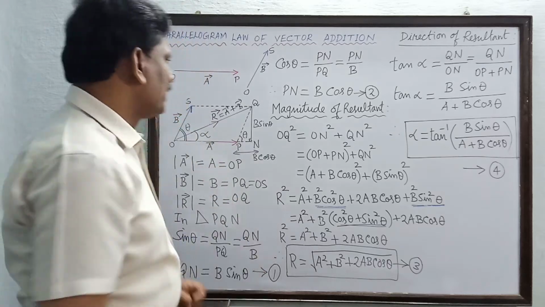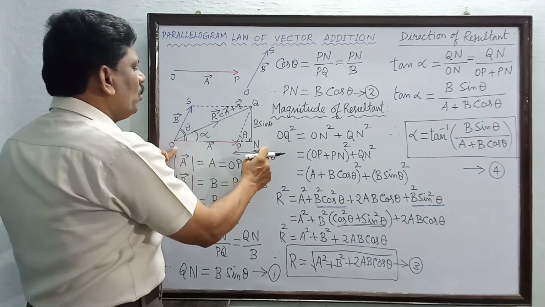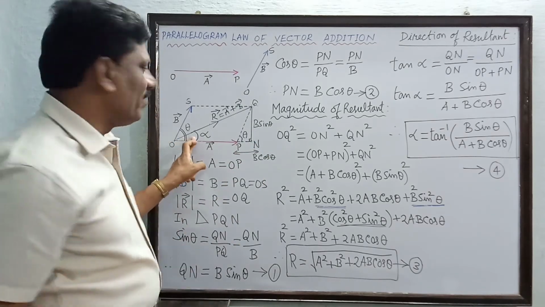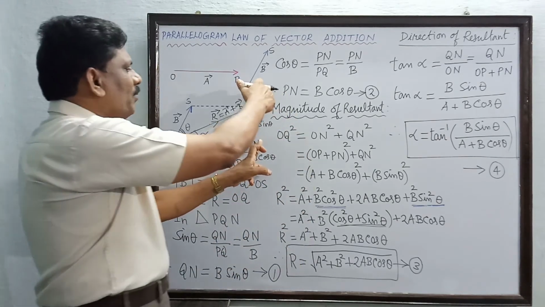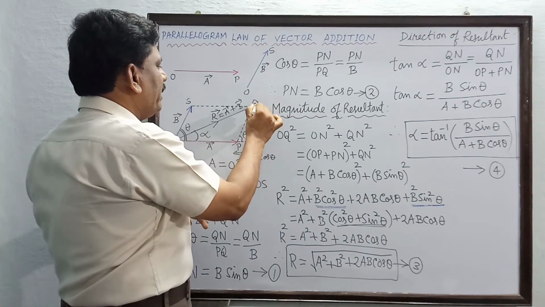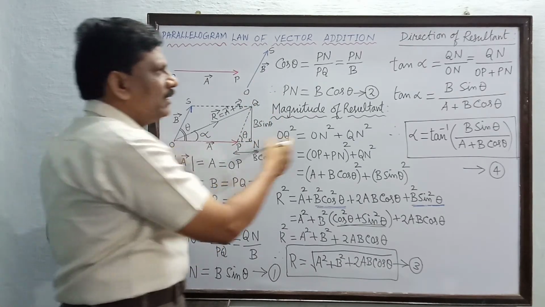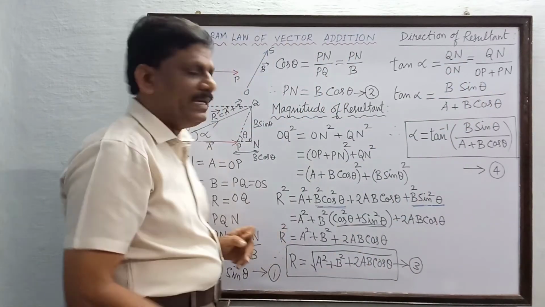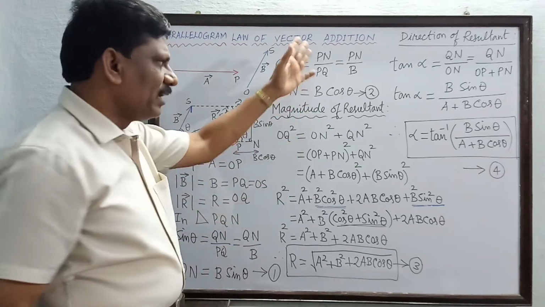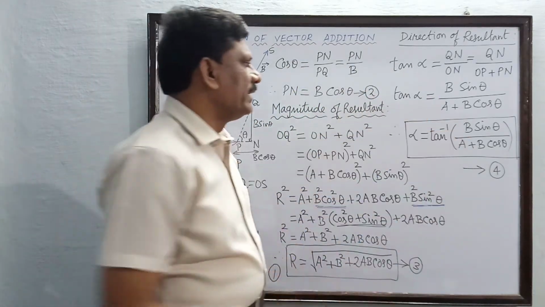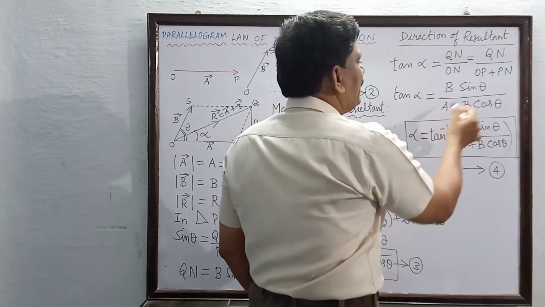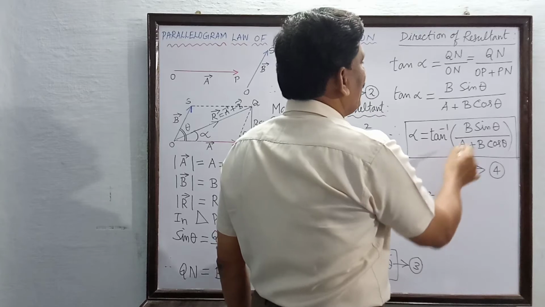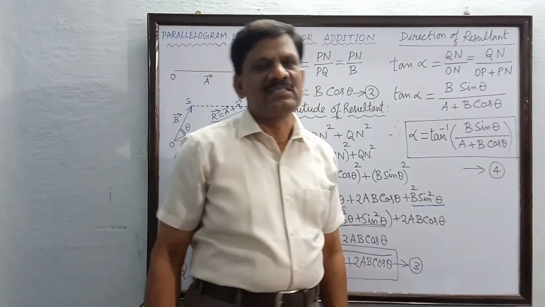So I want to consider the triangle OQN, which is the larger right angle triangle. In this, what is the tangent value of alpha I am finding? That is equal to opposite side QN divided by the adjacent side ON. So QN by ON. Again, ON is the sum of OP and PN, and again I am substituting the terms. So I get tan alpha is equal to B sin theta by A plus B cos theta, or alpha is equal to tan inverse of B sin theta by A plus B cos theta.